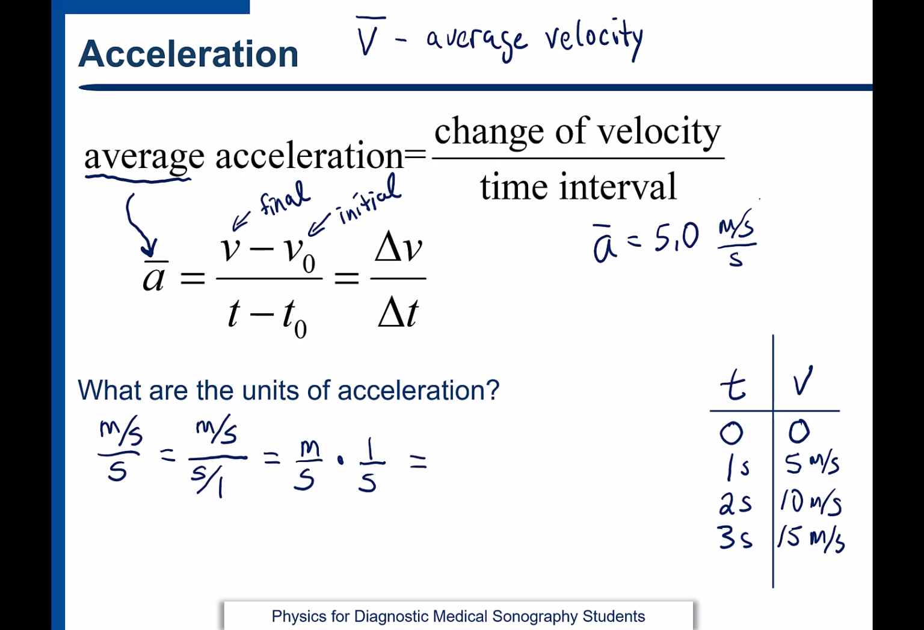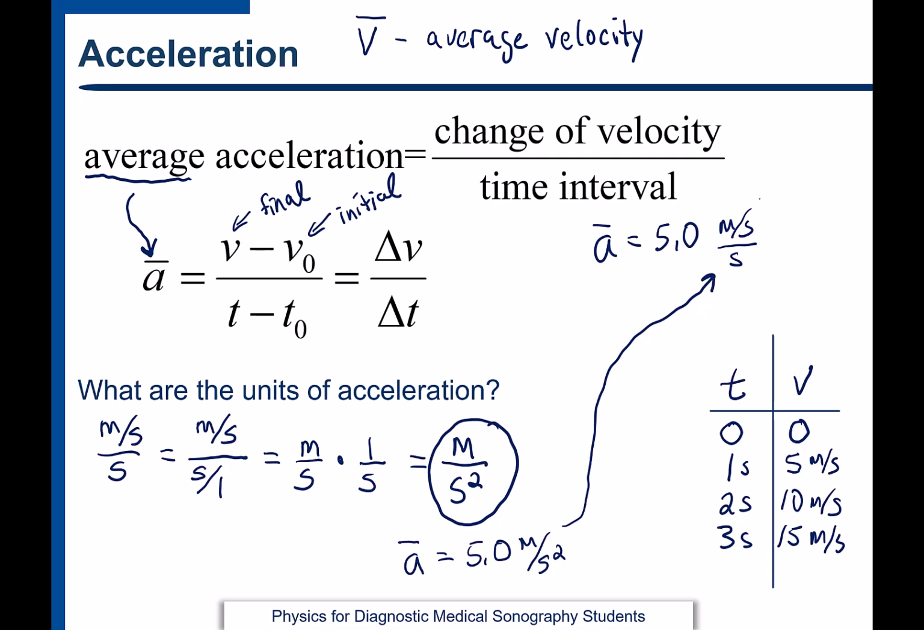So meters times 1 is meters. Seconds times seconds is seconds squared. And so when you see accelerations written, you'll usually see the acceleration written as meters per second squared. So the average acceleration is 5 meters per second squared. But always remember that that's really just a shorthand for this. And really, this is the better way to think about it, because it reminds you that acceleration is just how much the velocity changes for every second.